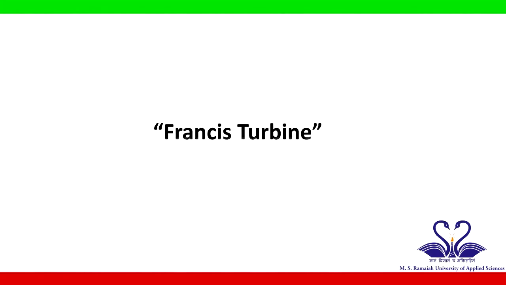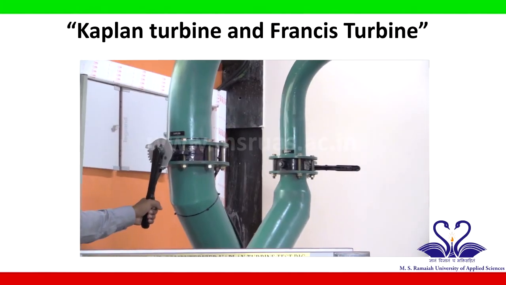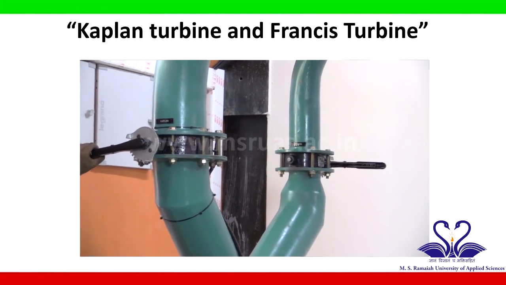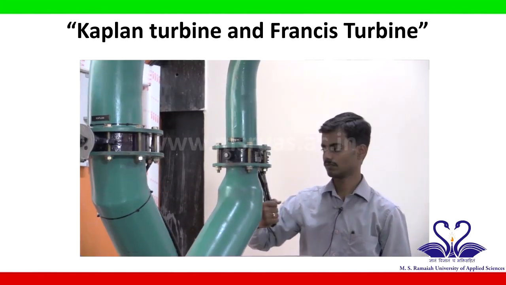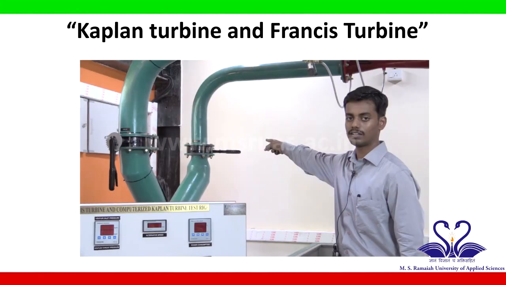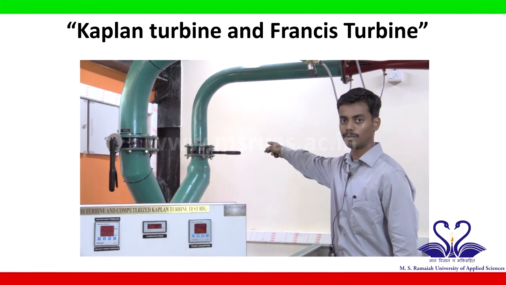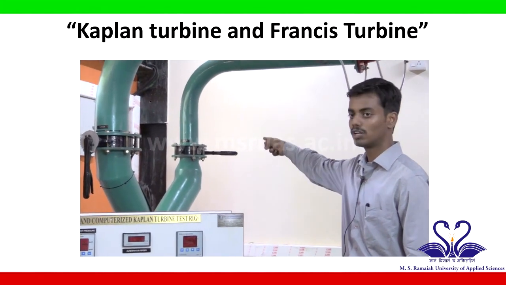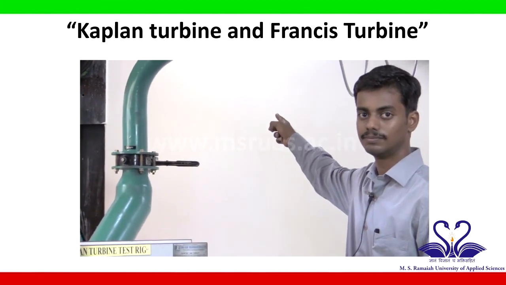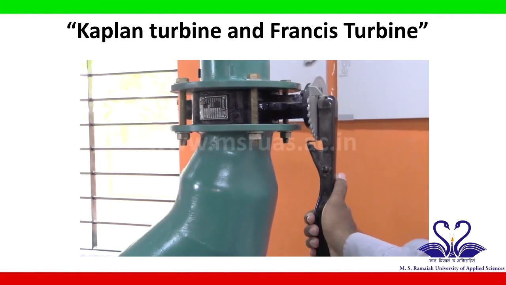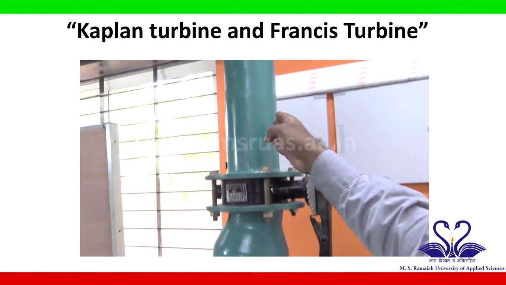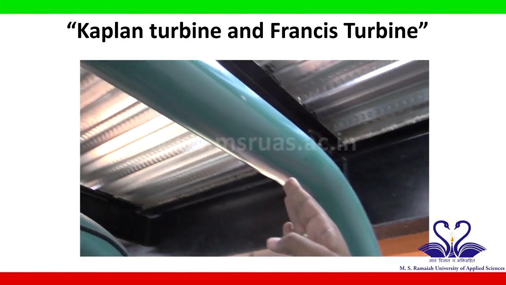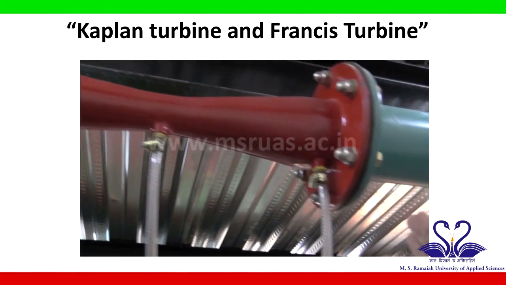To conduct the experiment for the Francis turbine, we have to close the butterfly valve for the Kaplan turbine and open the butterfly valve on the Francis turbine, such that the water from the centrifugal pump is diverted towards the Francis turbine side. Once the butterfly valve on the Francis turbine line is opened, the water flows in this pipeline, which is connected to a venturi meter.